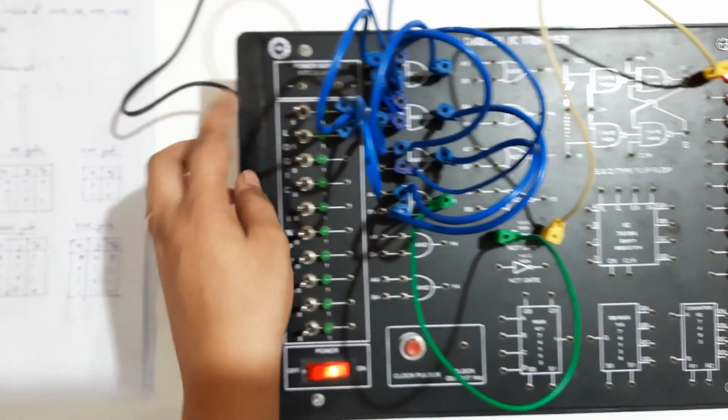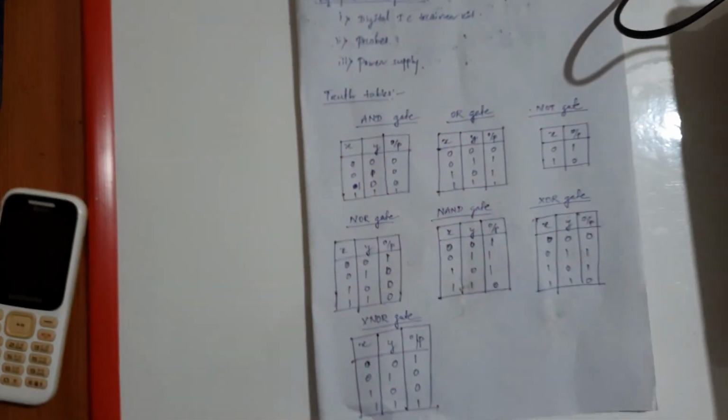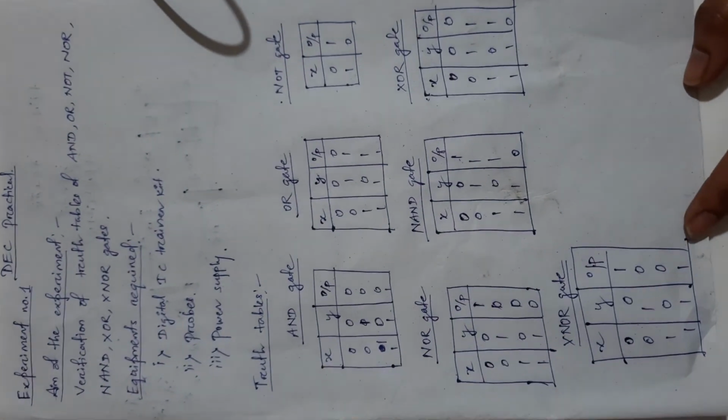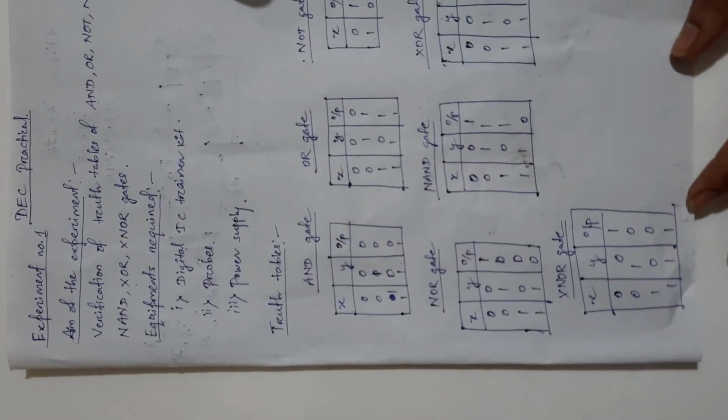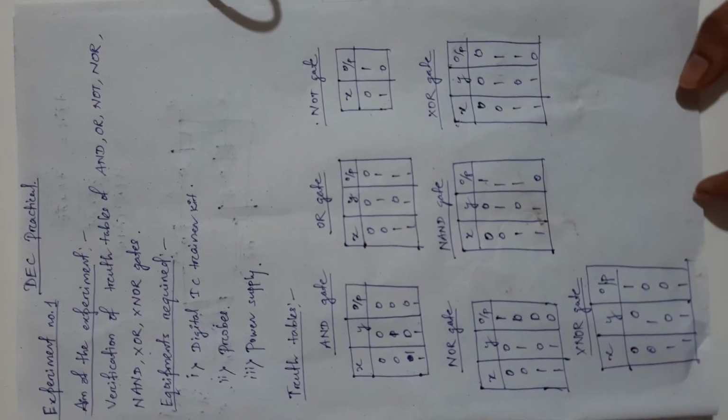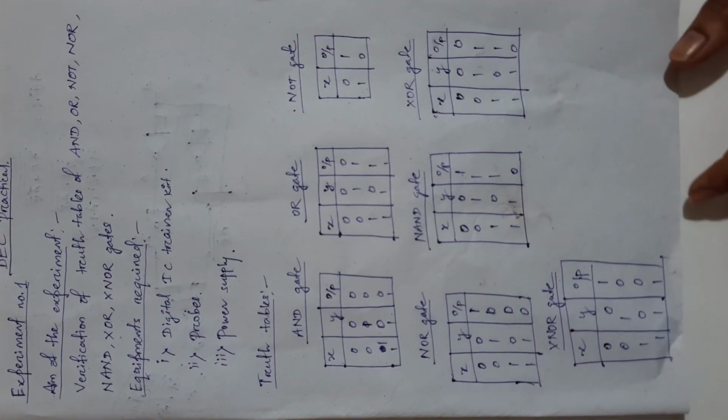That's all. This was the verification for XNOR gate, and hence the experiment number 1 of your digital electronic circuit is completed. If you have any doubt, you can contact me personally.